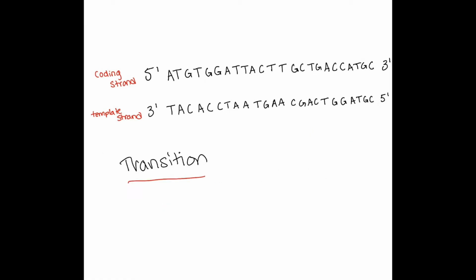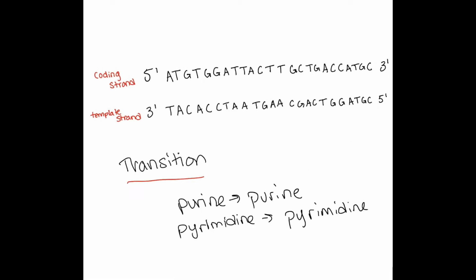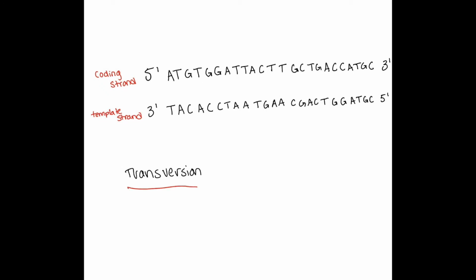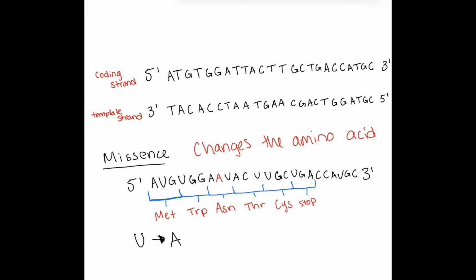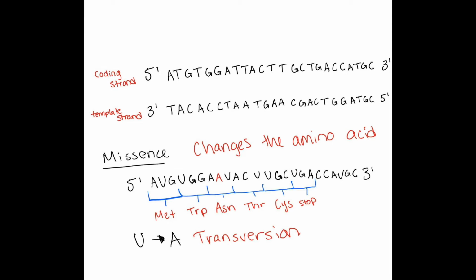There are different types of substitutions. The first one is a transition, which goes from a purine to a purine or a pyrimidine to a pyrimidine. The other substitution is a transversion, which goes from a purine to a pyrimidine or a pyrimidine to a purine. We went from uracil to an adenosine. The substitution here is a transversion because it is going from a pyrimidine to a purine.